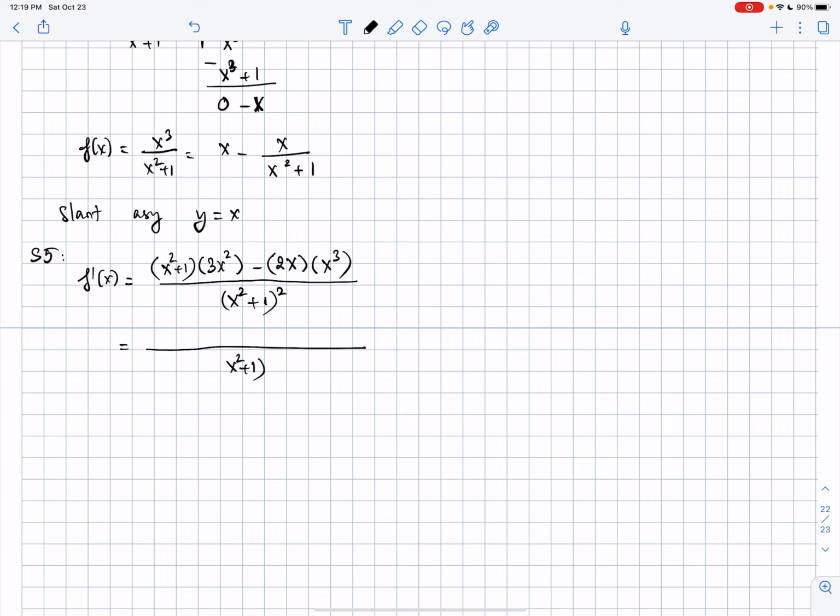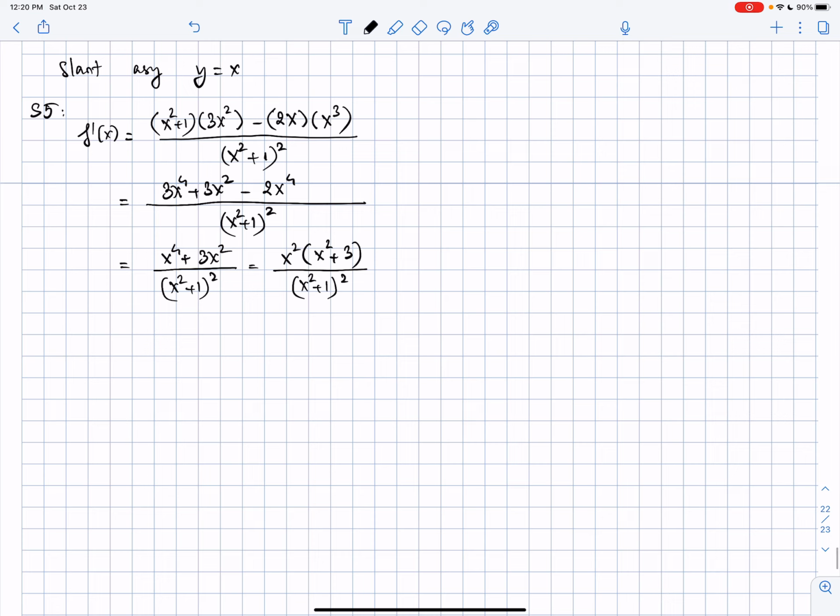So x squared plus 1, squared in the bottom. For the top, we will distribute and open the parentheses. So we will have 3x to the 4 plus 3x squared minus 2x to the 4. So x to the 4 plus 3x squared, over x squared plus 1 squared. We pull out the x squared, so we get x squared times x squared plus 3, over x squared plus 1 squared.